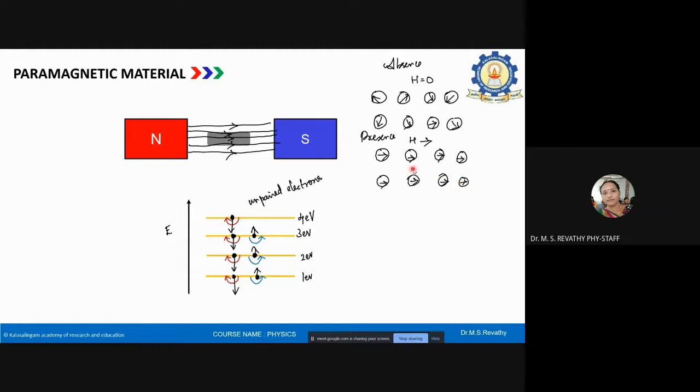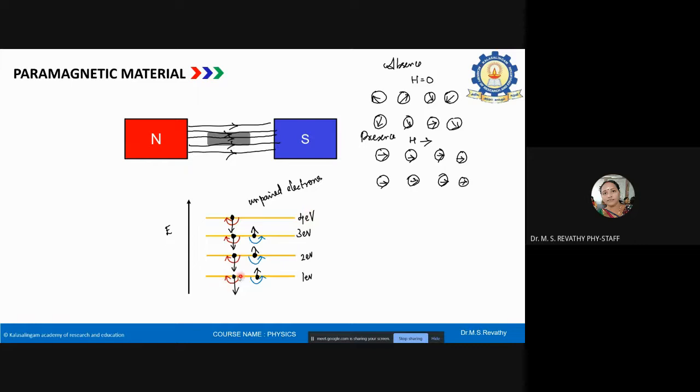Okay, so when you go deep into the electronic structure of the paramagnetic material, here also we have some energy levels, starting from 1 electron volt, 2 electron volt, 3 electron volt, 4 electron volt. I've just given an example. This is not the exact value. The lowest energy level is minus 13.6 electron volt. Just for our understanding, I've given example values as 1 electron volt to 4 electron volt.